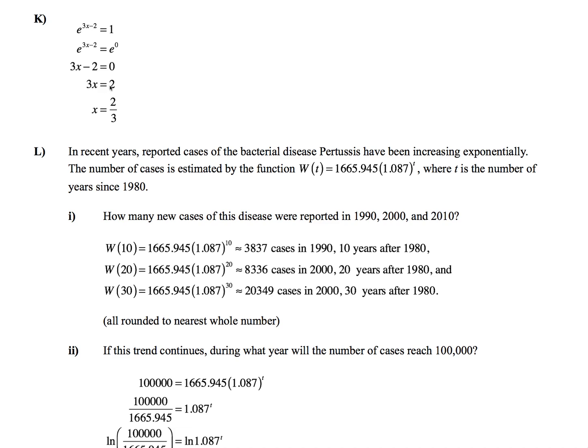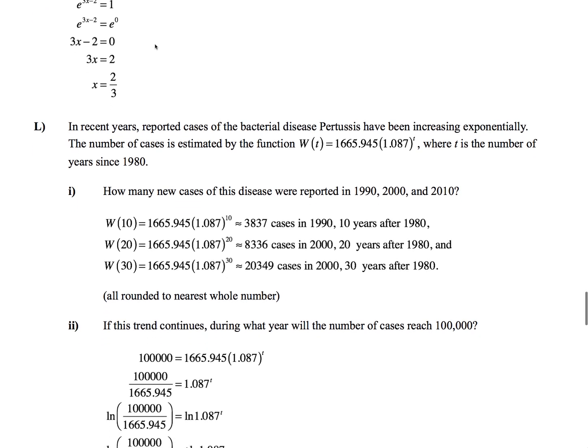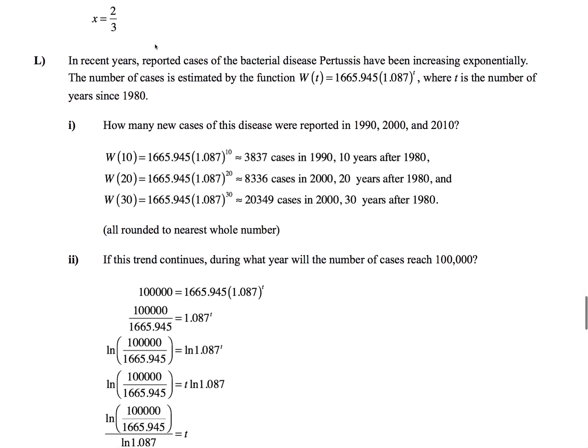We add 2 to both sides and then divide both sides by 3, so we have x is equal to 2/3. 3 times 2/3 is 2, and 2 minus 2 is 0, and e to the 0 is 1. So that solution checks, even though it's an exponential equation, and we don't really need to check. I just felt like it, so I did.